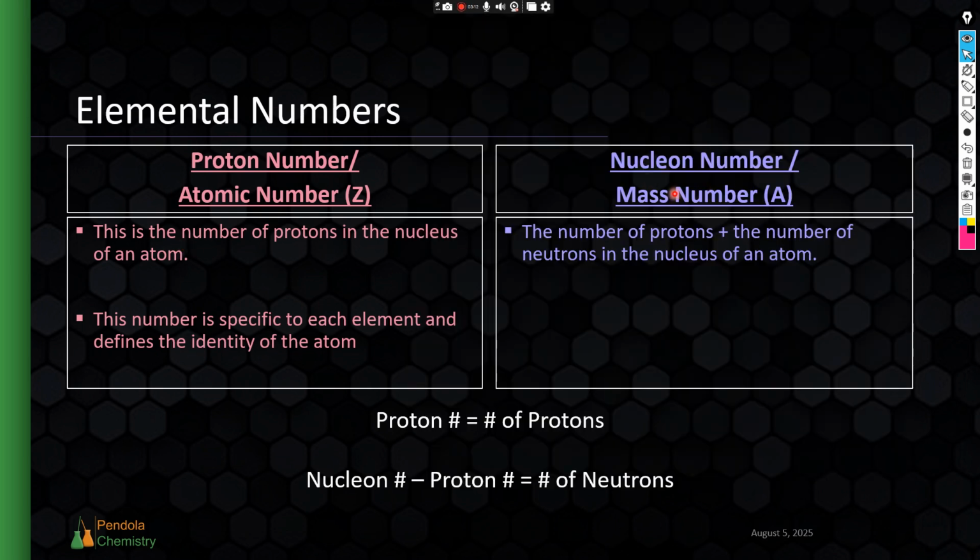Now, the nucleon number is what we called the mass number last year in honors chemistry. And again, nucleon number is simply an alternate name that is used in different countries and in the Cambridge curriculum. The nucleon number, or mass number, is often symbolized by the letter A. The mass number shows the number of protons plus the number of neutrons found in the nucleus. That's why it's called the nucleon number, because it is the total number of nucleons, or protons plus neutrons, because those are the nucleons.